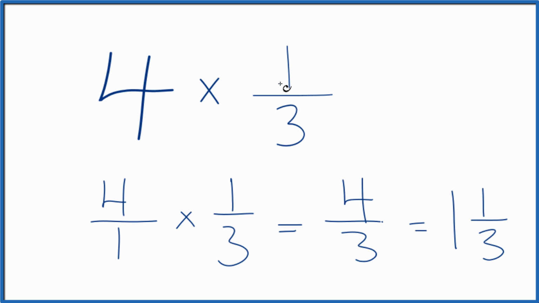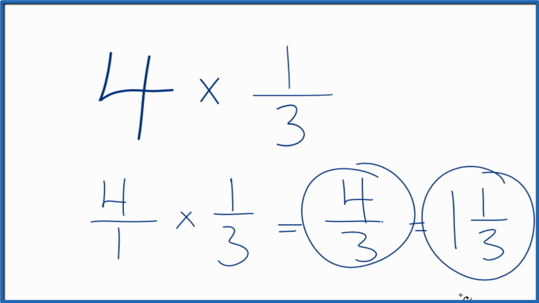So that's it. In answer to our question, 4 times 1/3 equals 4/3, which you could write as a mixed number, 1 and 1/3.